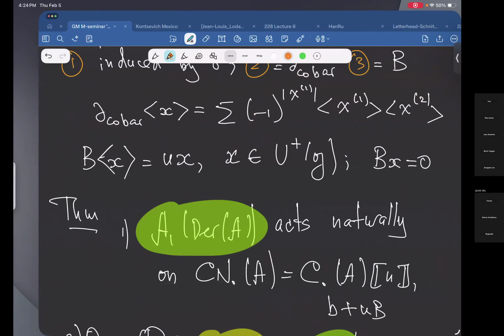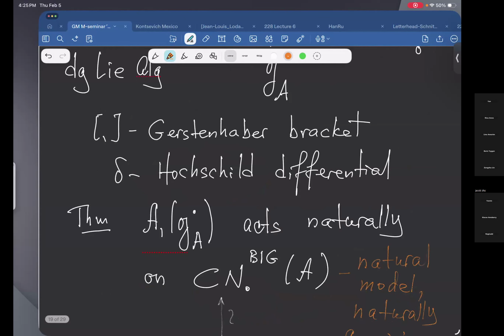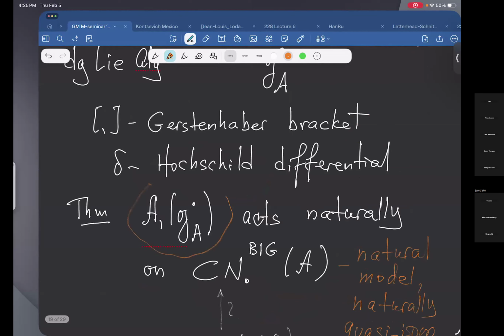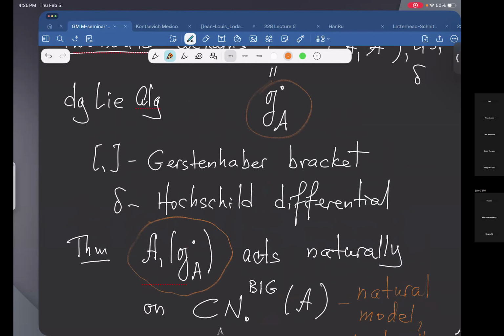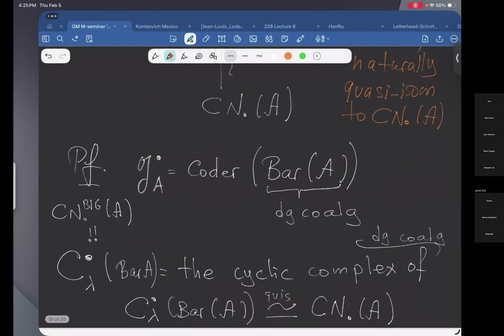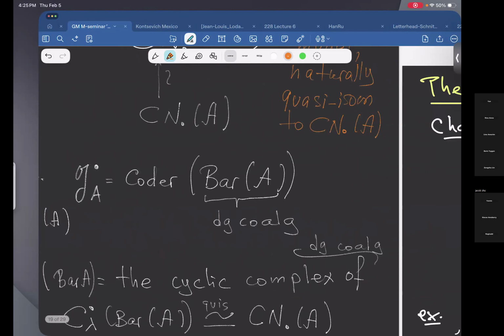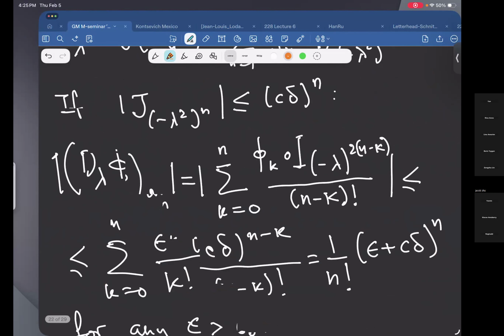And A1 of, how about A1 of the big algebra of replacing derivations of the big algebra of Hochschild cochains? It also acts on the negative cyclic complex, but on its bigger version. And again, there is an explanation, but maybe let me skip it because there are sorts of convergence questions. Maybe let me skip that as well.